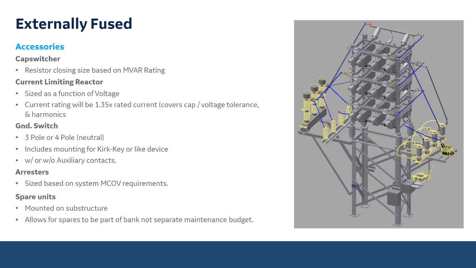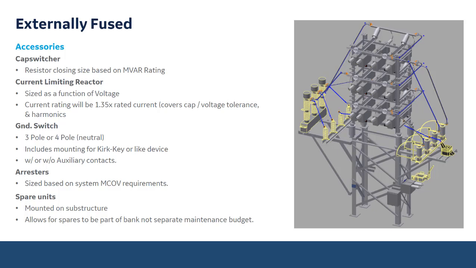The ground switch, generally we provide a 4-pole ground switch. That fourth pole does ground the neutral, but other smaller ground switches that are just going to ground their 3 phases, or a 3-pole ground switch, are available. The ground switch does include mounting for a Kirk key or similar device, and that is going to lock out the ground switch and the cap switcher.